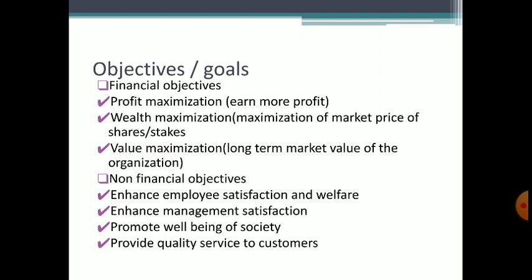Then the last one is provide quality service to customers. Some companies state that their objective is to render quality service to the customers. By rendering quality service, it is possible to delight the customers. It would help sustain the existing customers and create new customers. These are the main objectives of financial management. There are two types: financial objectives and non-financial objectives. In financial objectives: profit maximization, wealth maximization, and value maximization. Non-financial objectives: enhance employee satisfaction and welfare, enhance management satisfaction, promote well-being of society, provide quality service to customers.